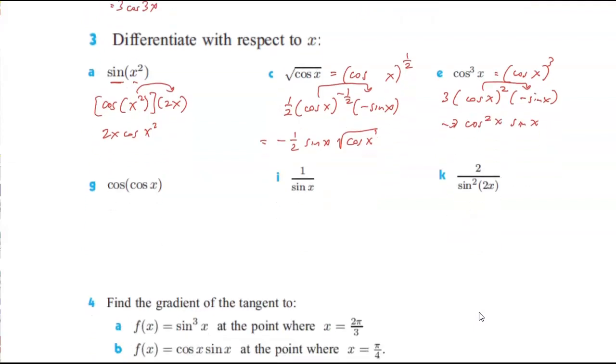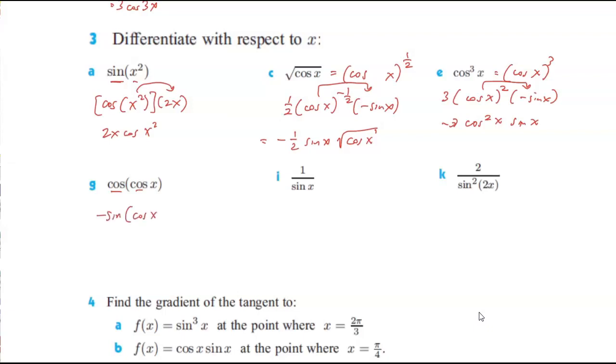Okay. Oh, weird. We have cosine inside cosine. So the outside function is cosine. The inside function is cosine. The derivative of the outside function is negative sine. Keep the inside the same. Then we take the derivative of the inside. And we multiply. Okay, and then we can simplify. We'll cancel out the negatives. We'll put sine squared because we can combine those two together.